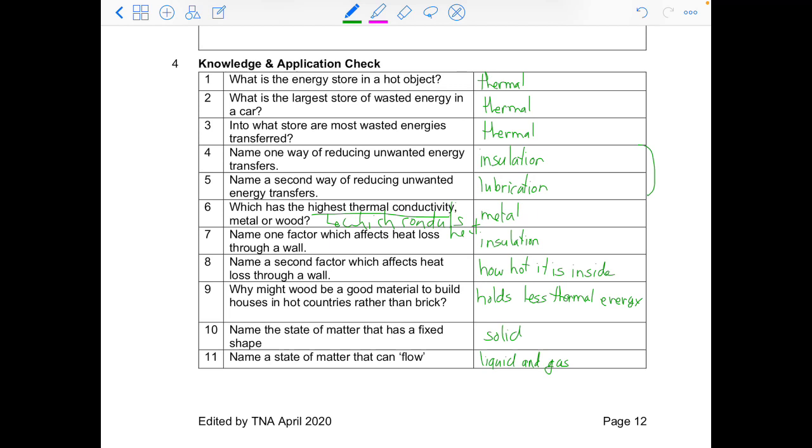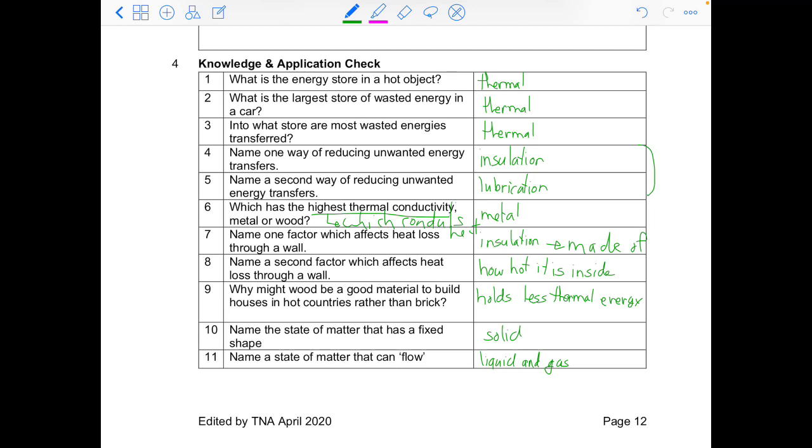more easily than nonmetals. So one factor which affects heat loss through a wall is the amount of insulation in the wall, or you could have said what the wall is made of. Both those things are essentially the same thing as to how well that wall will insulate. A second factor is how hot it is inside. If it is very hot inside and very cold outside, more heat will travel through the wall. But if it's about the same temperature inside as outside, you'll have less transfer of heat through the wall, or less heat loss through the wall.